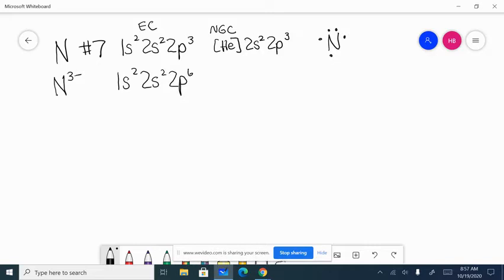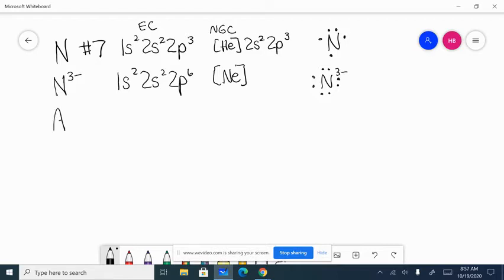And you'll notice his electron configuration is now going to be just like neon. So if you were to try to accommodate for the fact that he has 3 extra electrons, he would have a full shell just like a noble gas.